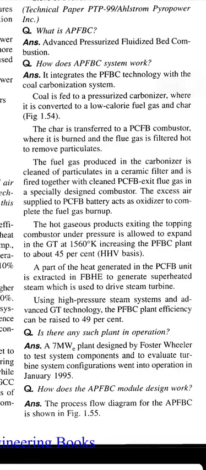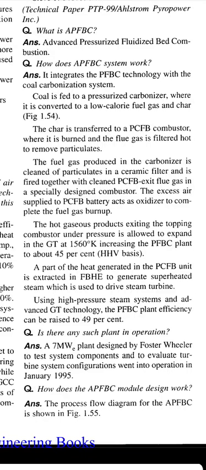The hot gaseous products exiting the topping combustor under pressure are allowed to expand in the GT at 1560 degrees Kelvin, increasing the PFBC plant efficiency to about 45% HHV basis. A part of the heat generated in the PCFB unit is extracted in the FBHE to generate superheated steam which is used to drive the steam turbine. Using high pressure steam systems and advanced GT technology, the PFBC plant efficiency can be raised to 49%.